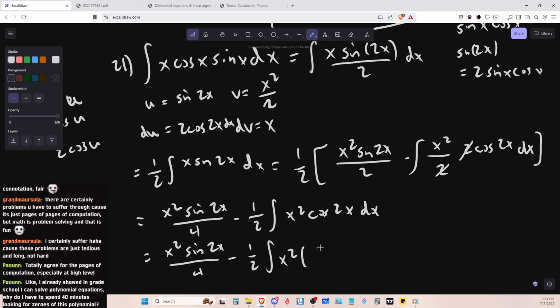I already showed in grade school I can solve polynomial equations. Nice. Why do I spend like 40 minutes looking for zeros in this polynomial? Yeah, that's true. And especially when you're thinking, we have computers that can do this. Why do I have to learn this by hand? But you have to learn it because you have to see if there's a flaw in the computer program, if it gives you nonsensical answers, or if it's not doing a specific process that you know should be computationally accurate, or should be able to do something.